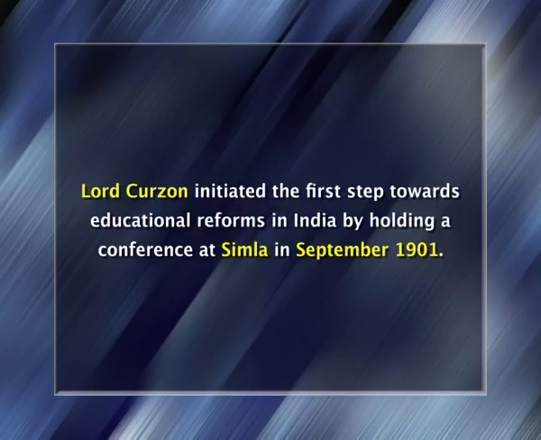The first step in the educational reform that Lord Curzon initiated was the holding of a conference at Simla in September 1901. This was the first conference on an all India basis. The conference was attended by the provincial directors of public instruction, representatives of the Christian missionaries, and a few selected educationists. But the representatives of the Indians remained absent. The conference continued for a fortnight.